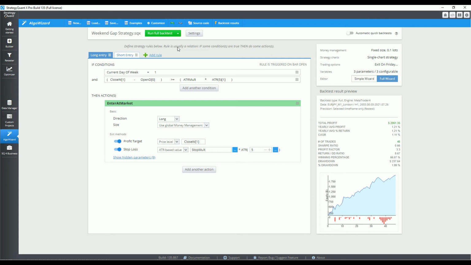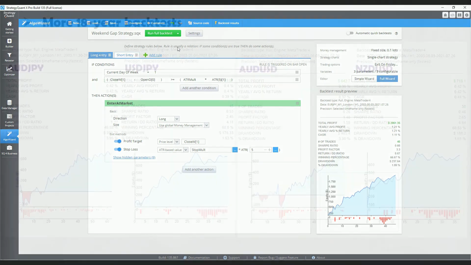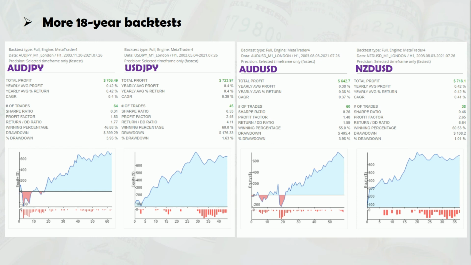To bump up the sample sizes, you can backtest the strategy on other markets too. Here's a few more successful 18-year backtests from the Aussie Yen, Dollar Yen, Aussie Dollar, and Kiwi Dollar. It does appear that Forex weekend gaps have a tendency to reverse by the end of the trading week.